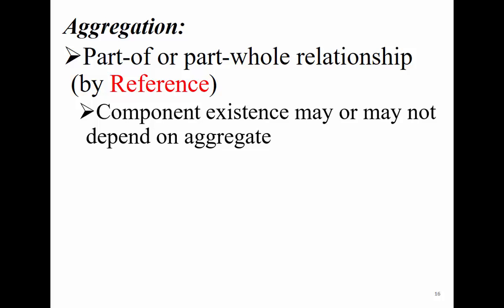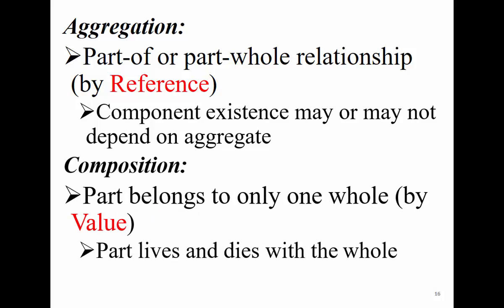So the component exists, and may or may not exist, depending on the aggregated. In composition, a part belongs to only one whole. That means by value. The part, or the field, is part of the object. The part lives and dies with the object.